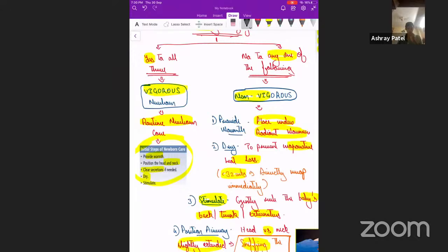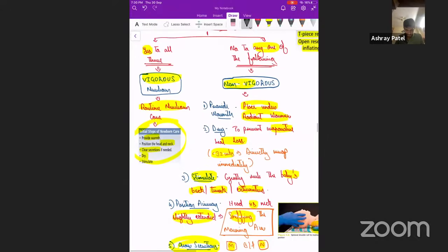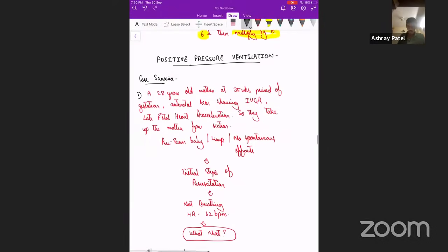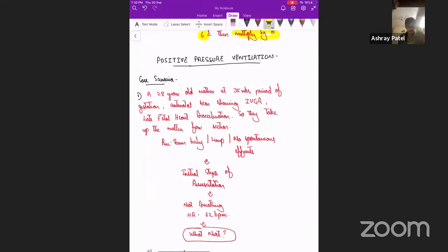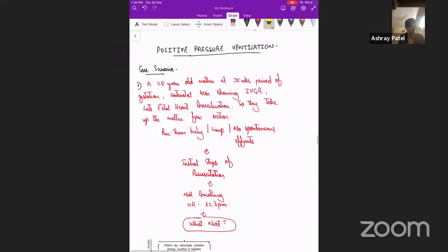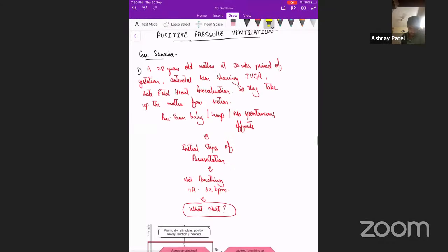Now let's go ahead. Next comes the positive pressure ventilation. After finishing these initial steps of resuscitation, we have assessed the newborn. Before the next step, we look into a case scenario.